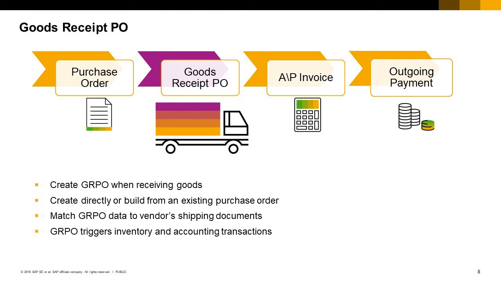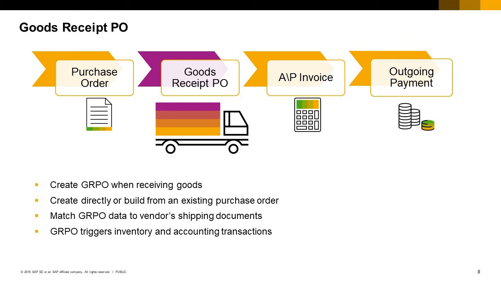Regardless of how you create your goods receipt PO, there should be no differences between the data in the goods receipt PO and the vendor's shipping document, the packing slip, sent with the items, because the details in the vendor's document are legally binding. If there are any discrepancies between the base PO data and the vendor's shipping document, you should resolve them with the vendor before you post your goods receipt PO. It is essential that the quantities and prices in your goods receipt PO match the vendor's shipping document.